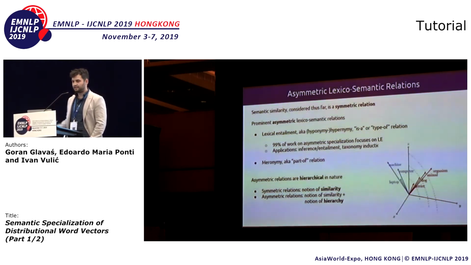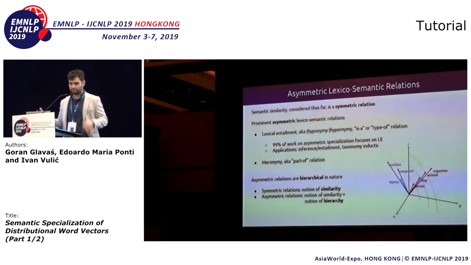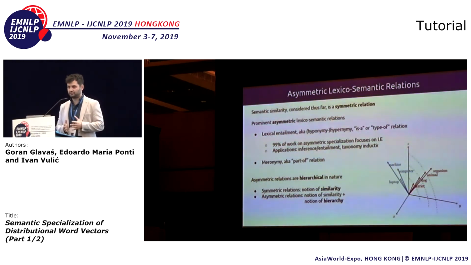The difference in specializing for asymmetric relations compared to the symmetric relations that Ivan covered, similarity being a symmetric relation, is that we don't only need to capture the notion of similarity, but we also need to capture the notion of hierarchy. So car is somehow similar to vehicle, but they are of different levels of generality. Vehicle is more general than car, and we need to capture this notion of hierarchy as well when we specialize. So what matters in Euclidean spaces is both the direction of the vectors while we're specializing them, but also the size, the norms, of these vectors.